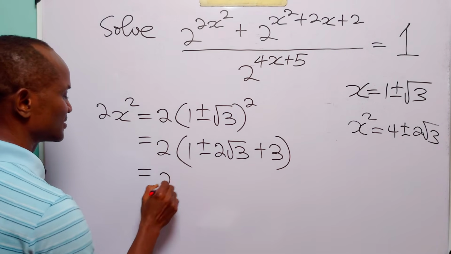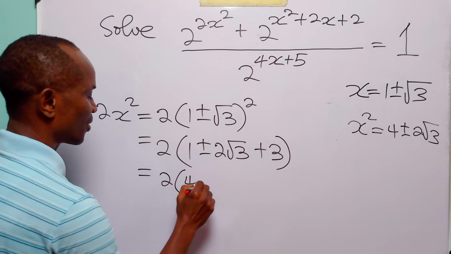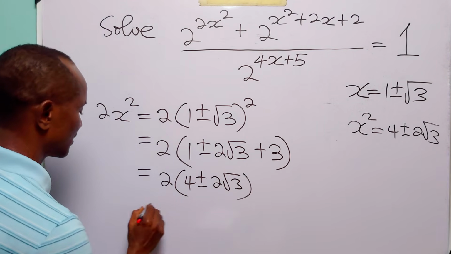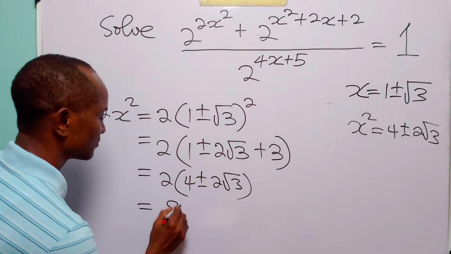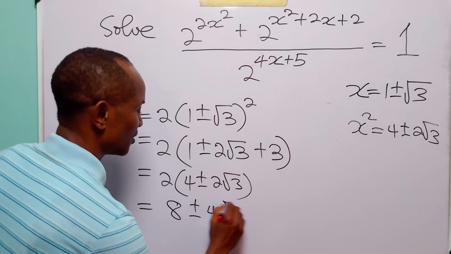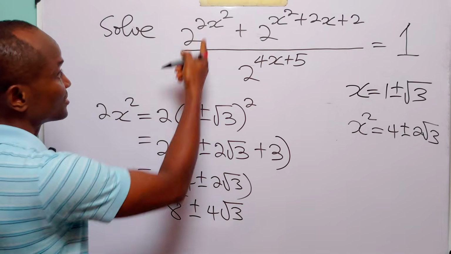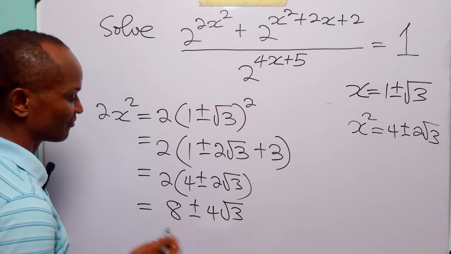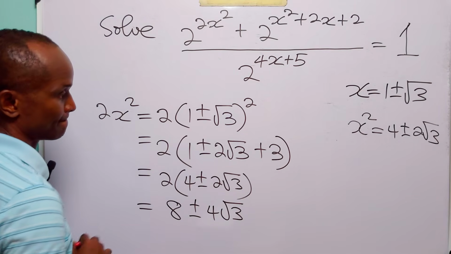So 2x squared is 2 times 4 plus or minus 2 root 3. 2 times 4 is 8, plus or minus 2 times 2 is 4, root 3. So this first exponent is equal to 8 plus or minus 4 root 3.